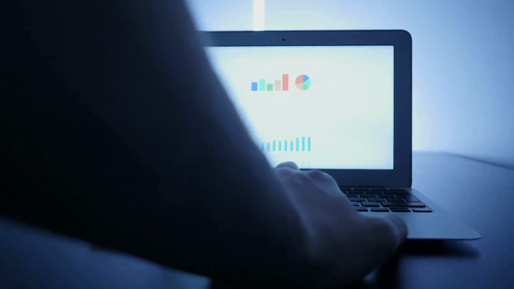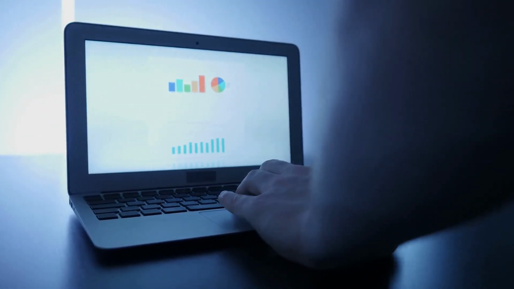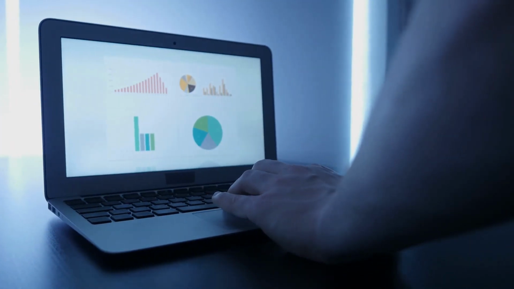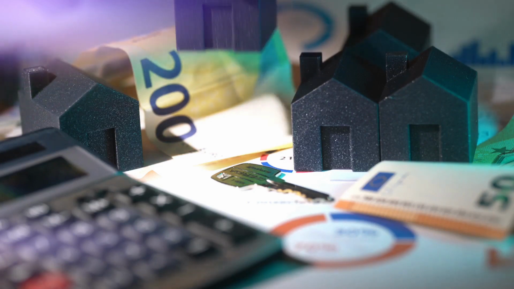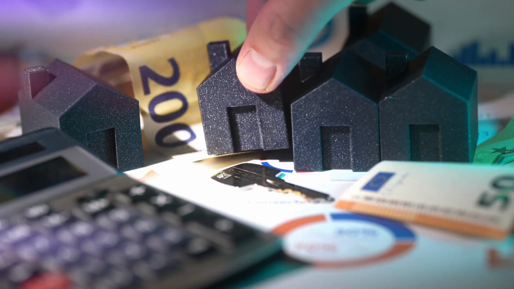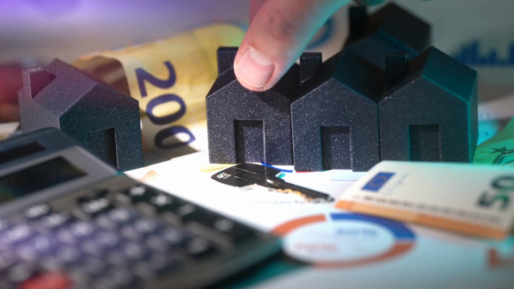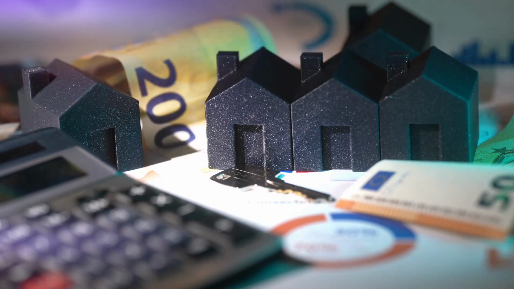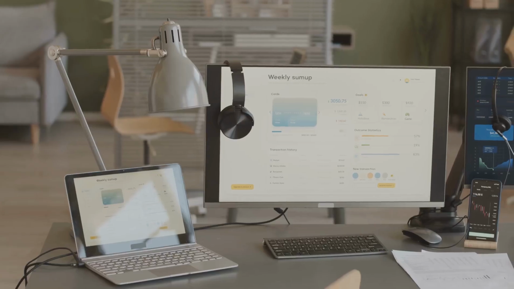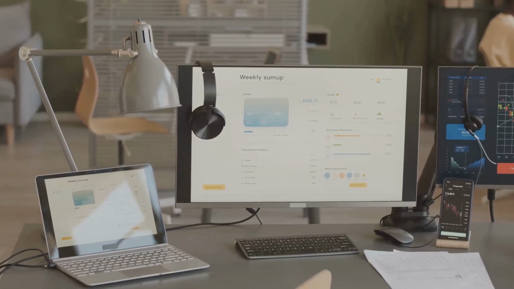Section 5. Tools and resources. Several tools and resources are available to help you analyze rental properties efficiently. Online rental property calculators simplify calculations and provide a comprehensive analysis of profitability, cash flow, and return on investment. They take the guesswork out of analyzing properties.